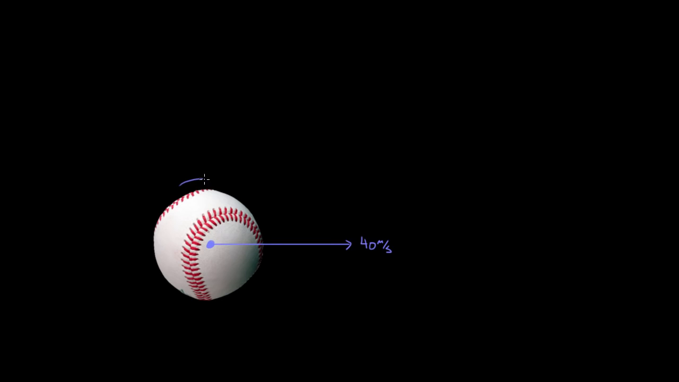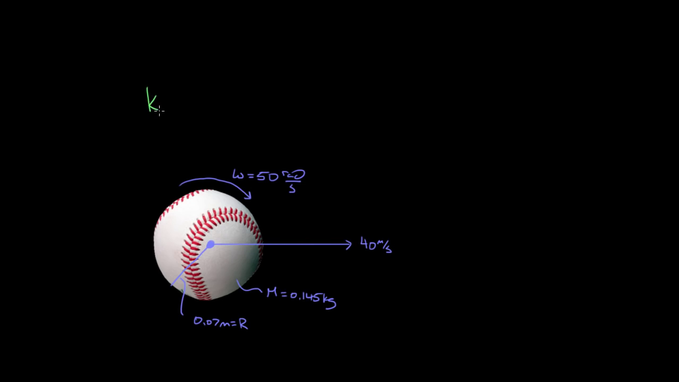But let's say someone really threw a fastball, and this thing's rotating with an angular velocity of 50 radians per second. And we know the mass of a baseball. I looked it up. The mass of a baseball is about 0.145 kilograms. And the radius of a baseball is around 7 centimeters, so in terms of meters, that would be 0.07 meters. So we can figure out the total kinetic energy.